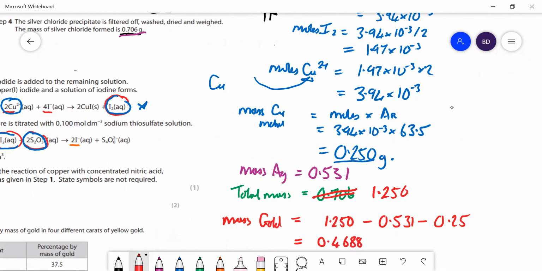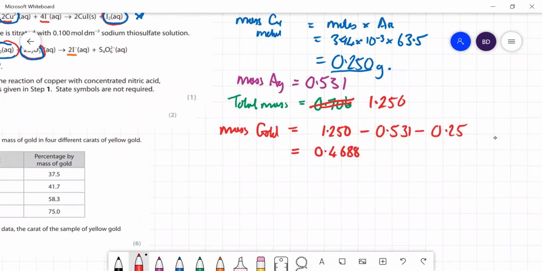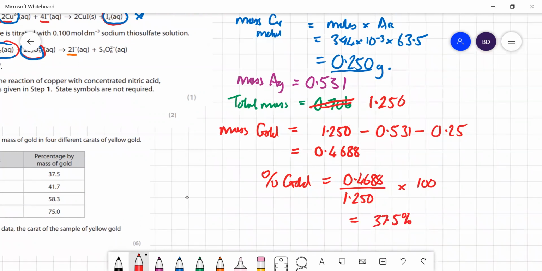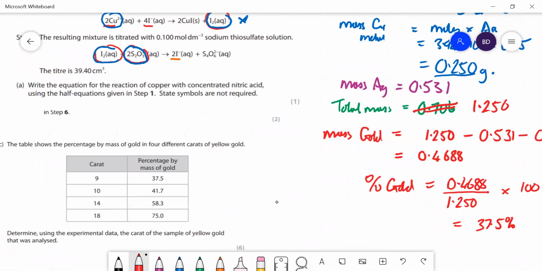So now we need to work out what is the percentage of gold in that. So the percentage gold is equal to the mass of gold, 0.4688, over the total mass of the metal, 1.250, multiplied by 100, which is equal to 37.5%, which fortunately is one of the alternatives that they give us here. Well, and so you'd say, determine using experimental data the carat of the sample of gold. Well, it's 37.5, so it's 9 carat gold in that case.